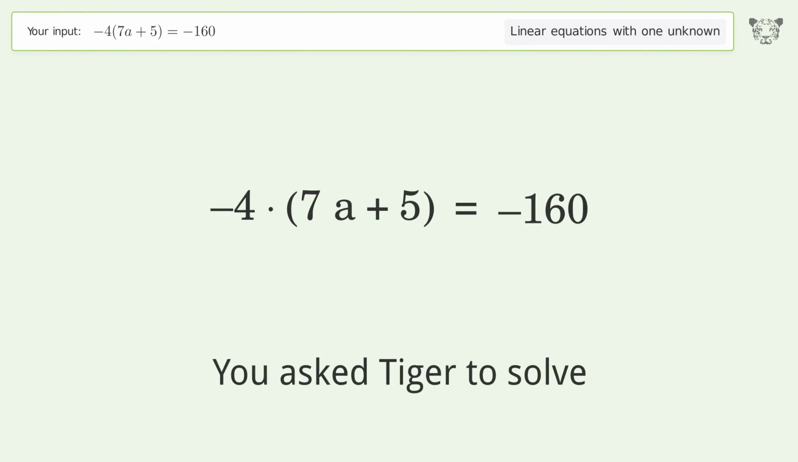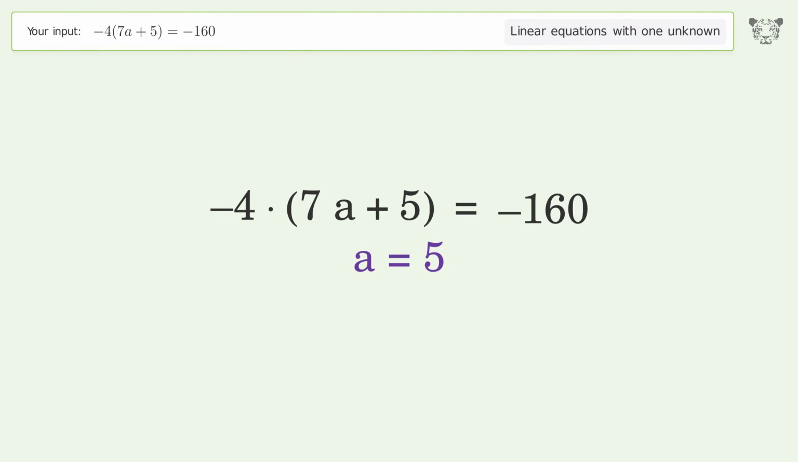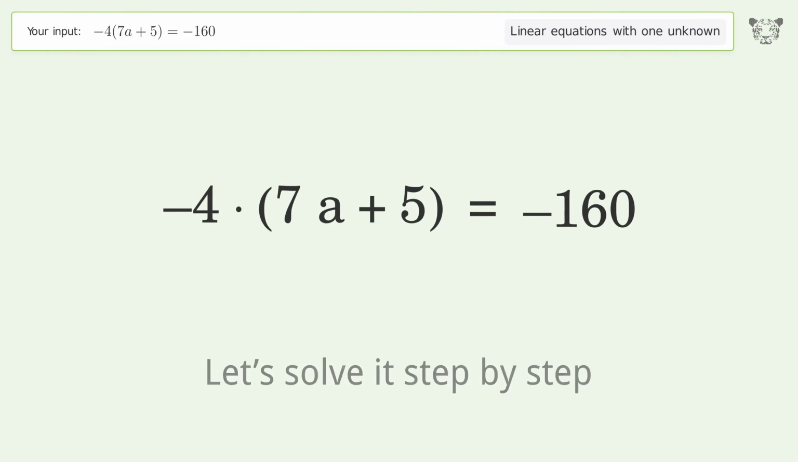You ask Tiger to solve. This deals with linear equations with one unknown. The final result is 8 equals 5. Let's solve it step by step.